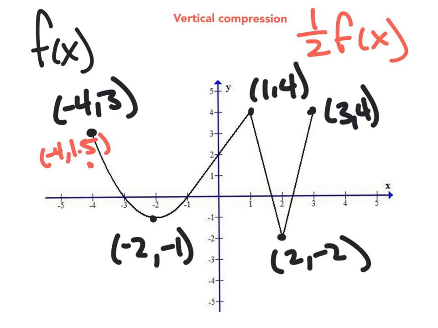Negative 2, negative 1 becomes negative 2, 1/2. And so on. 0, 2 becomes 0, 1. 1, 4 becomes 1, 2. And so on throughout the points. And so, as you can see, the range is affected because the graph is half as tall as it once was.